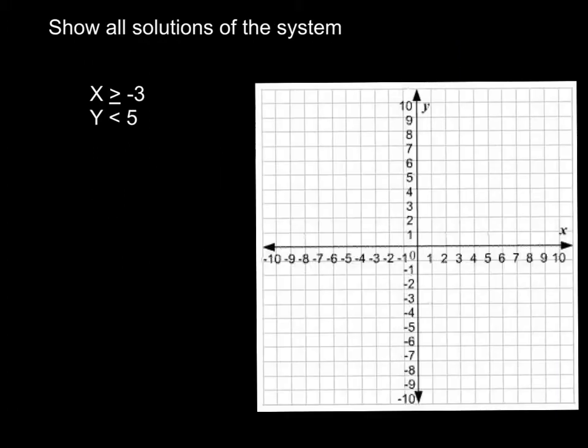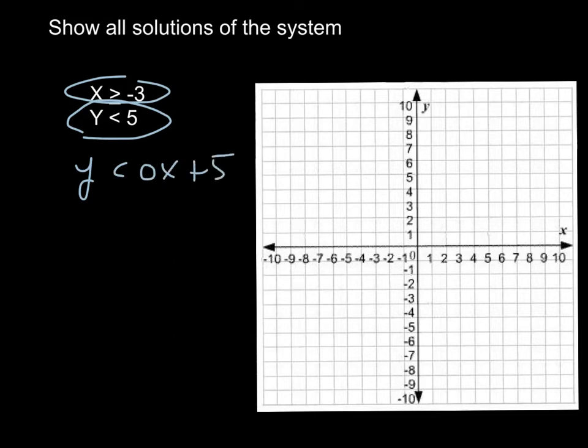So now we're going to show the systems in an xy plane. This has one expression written in terms of y, one expression written in terms of x. It doesn't hurt to recall the slope of this line. It could have been written y is less than 0x plus 5. The slope of that line is 0. It's going to be going about like so.